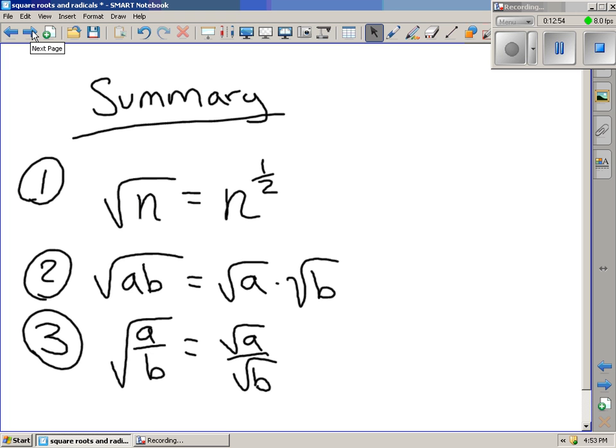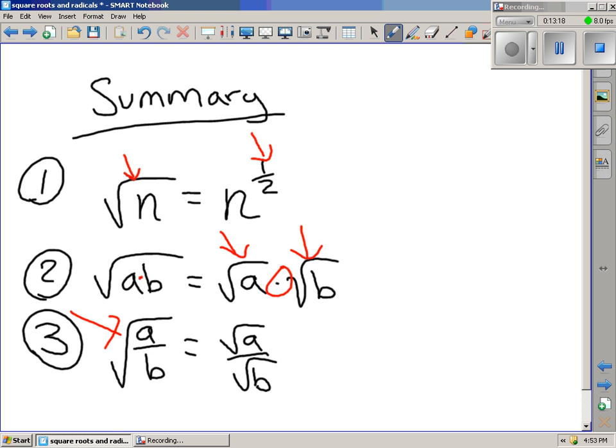In summary, these are the things that we talked about. We talked about the square root of n is equal to n to the power of 1/2. The square root symbol is the same as taking something to the power of 1/2. We also looked at the property where you can take the square root of a times b and split it up into the square root of a times the square root of b. Remember, it only works for multiplication and division.